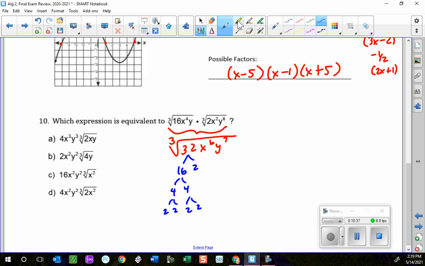Now remember, I'm looking for triples, so there's 3 2's. So 2 is going to come out, and these 2 2's are going to stay in. So 2 comes out, a 2 comes out, and then leave a little space. 2 times 2, so 4 stays in. So already I can see the answer would be letter B. But just to finish this off, 3 goes into 6 twice, so x squared comes out. 3 goes into 7 twice, so y squared comes out, but there's 1 left inside.